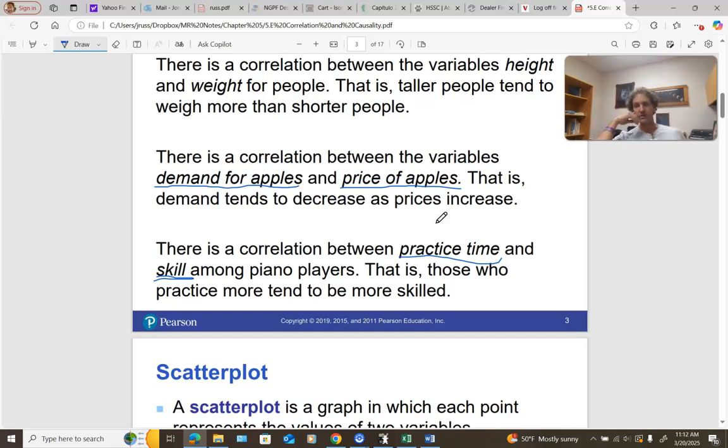Okay, and this would be an example of a direct correlation, or it's also referred to as a positive correlation. Okay, when the variables move in the same way, either they both go up or they both go down, and it's known as an inverse or negative correlation when one goes up and the other one goes down, or basically when the variables move in opposite directions. Okay.